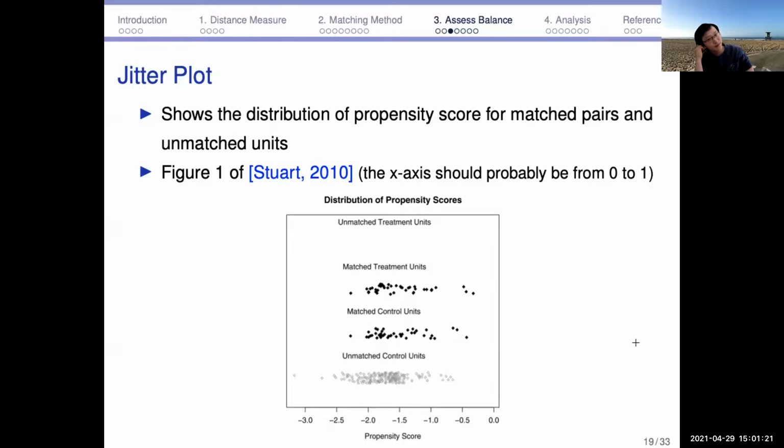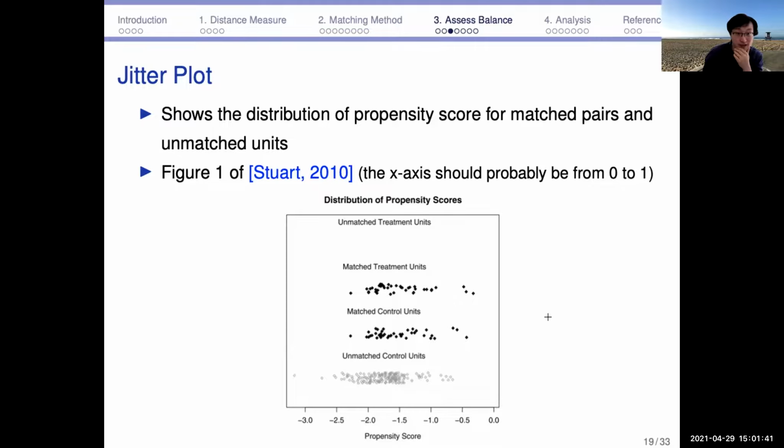And for the next few slides, I'll show you some plots that are useful for assessing balance and matching. And the code to do all these plots is uploaded to Canvas as well.